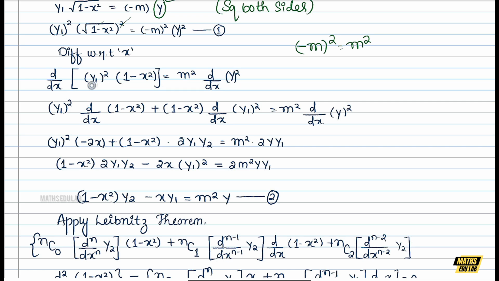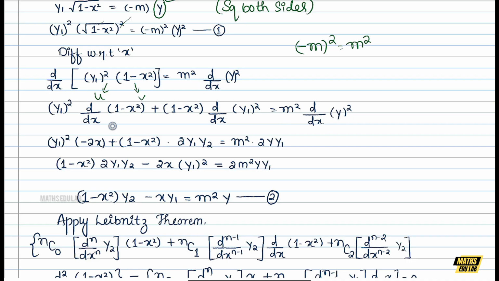Now see here, we will follow the product rule. Here (y1)^2 is our u value and this will be our v value. So u times the derivative of v plus v times the derivative of u. This is what we have written by using the product rule. Then it equals m^2 times the derivative of y^2.